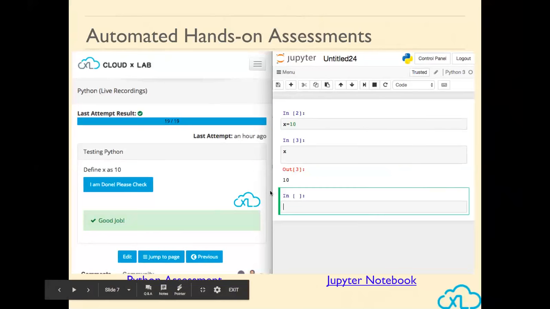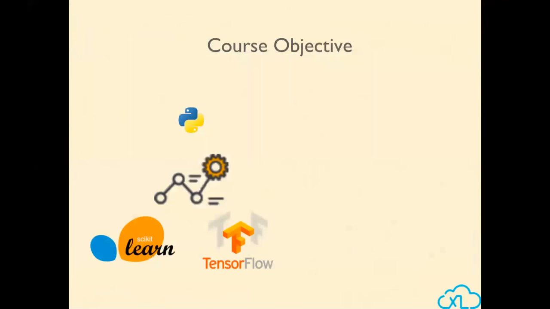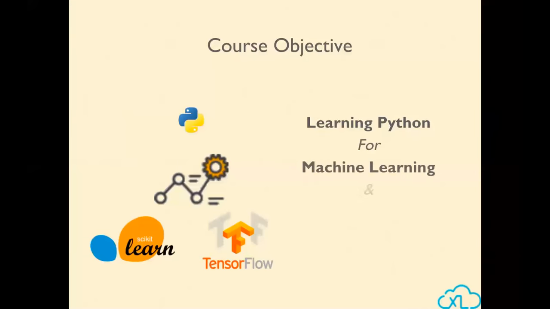All right. So this is an example of hands-on. Course objective is to learn Python for machine learning and deep learning.